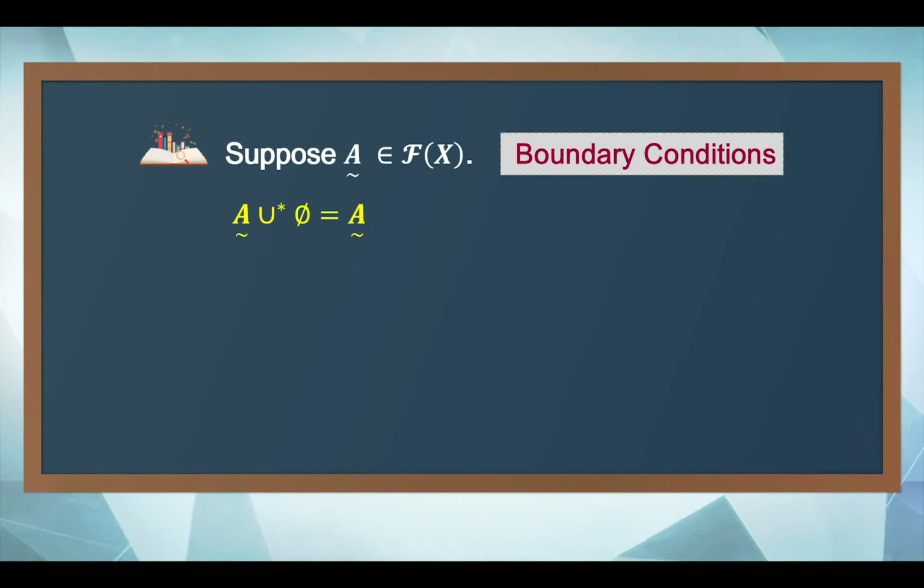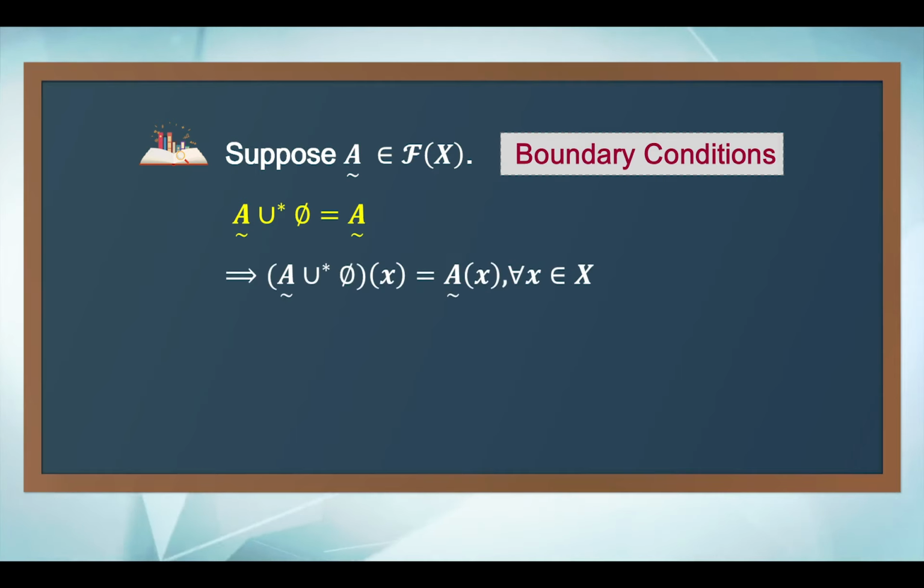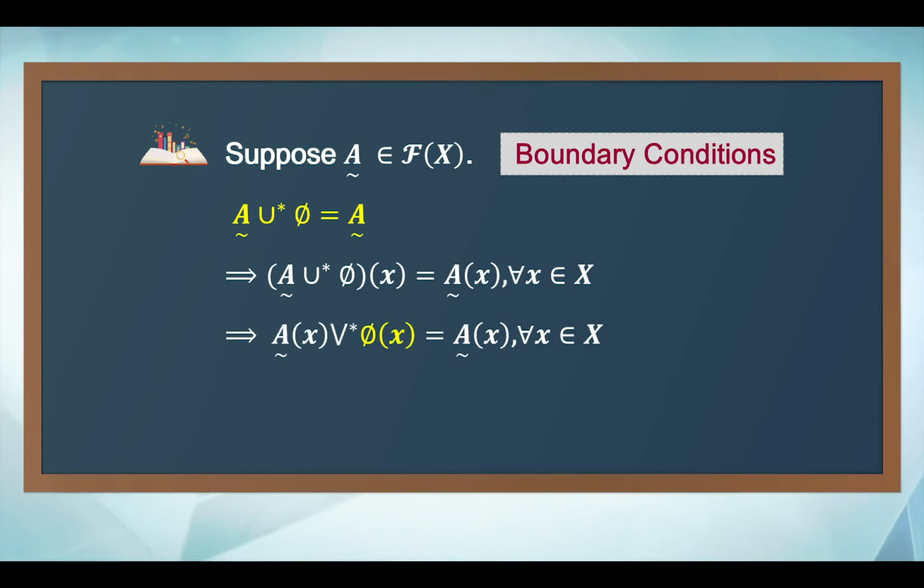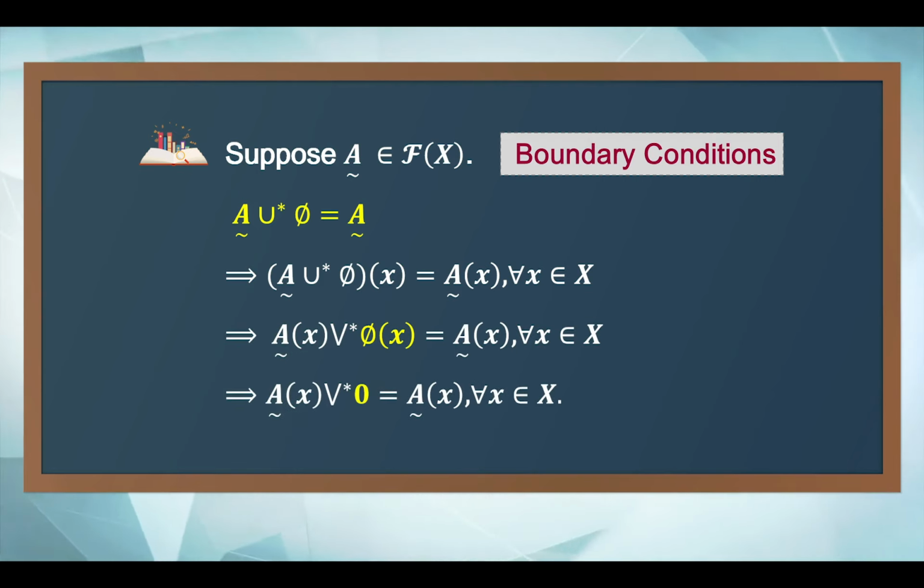Next, if the generalized union of A and the empty set equals A, then the generalized union of A and the empty set of X equals A of X. In other words, the generalized maximum of A of X and the empty set of X equals A of X. That is, the generalized maximum of A of X and 0 equals A of X.